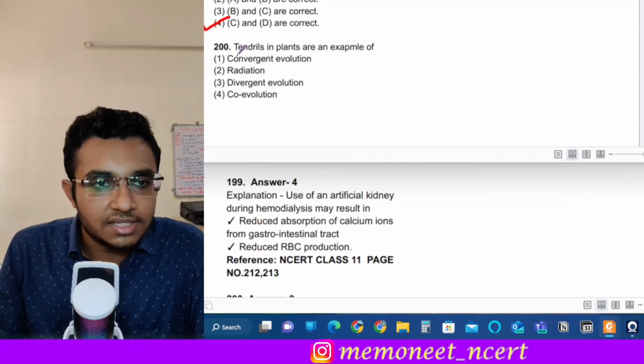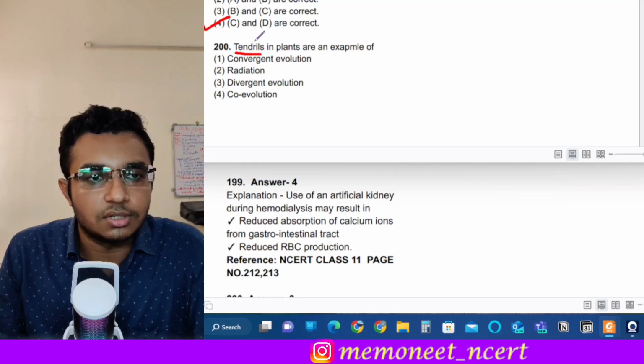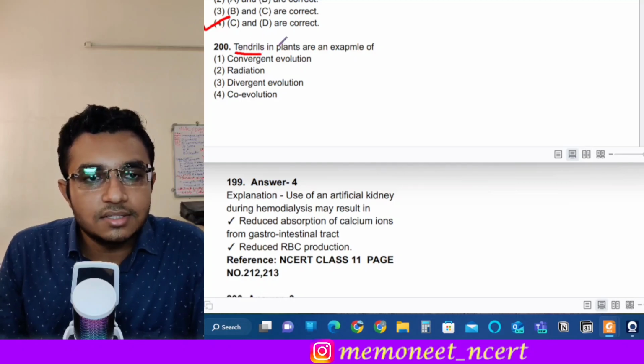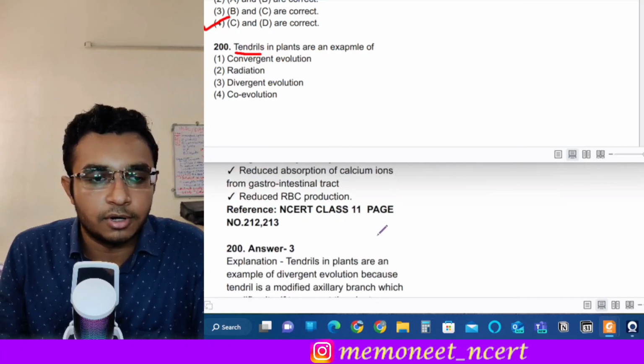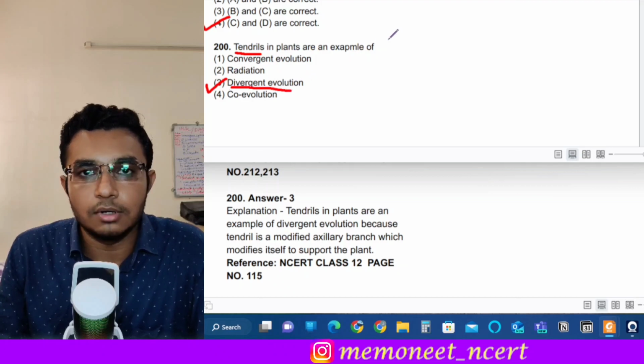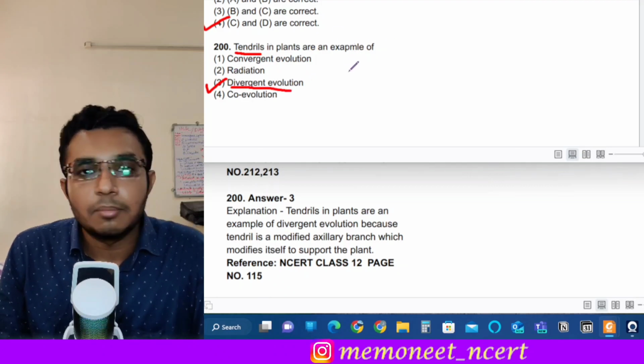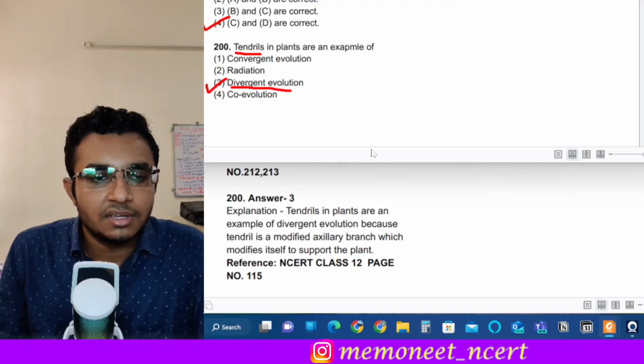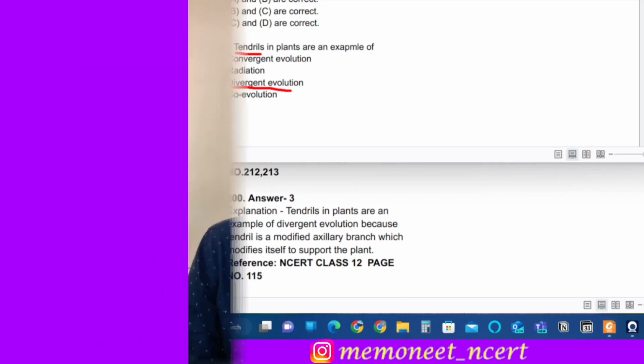Moving on to the last question of our zoology section, it states that tendrils in plants are an example of what? If you know, tendrils are an example of divergent evolution. Tendrils represent homologous organs and they are an example of divergent evolution. So here we have covered all the questions of the zoology section of full test 9.